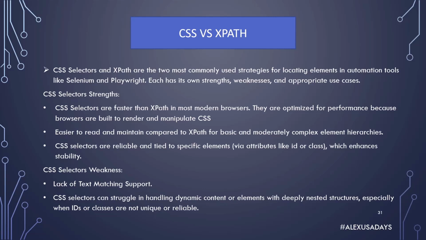CSS selector strengths. CSS selectors are faster than XPath in most modern browsers because they are optimized for performance. They are built to render and manipulate CSS. They're easier to read and maintain compared to XPath for basic and moderately complex element hierarchies. CSS selectors are reliable and tied to specific elements via attributes like ID or class, which enhances stability.